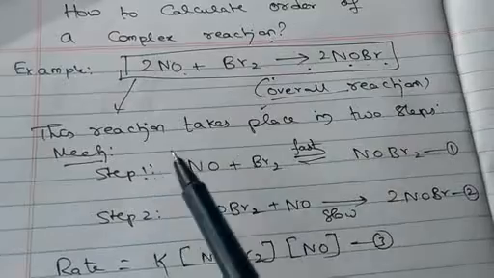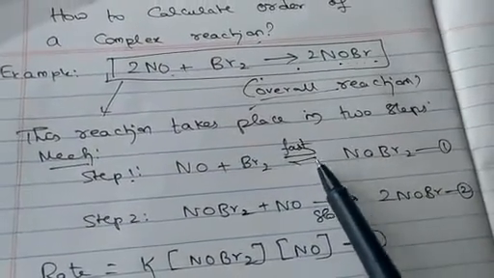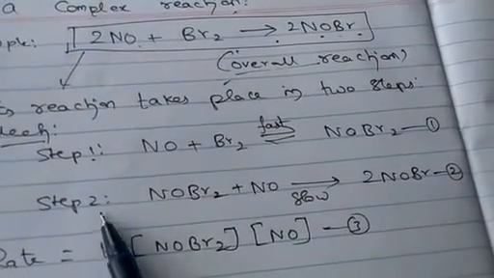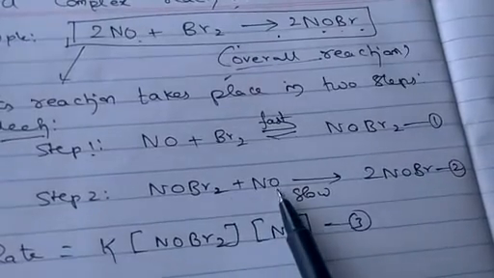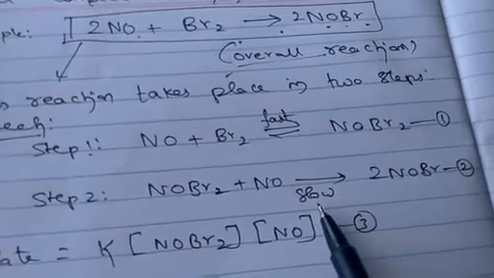The first step is NO plus Br2 gives NOBr2. This is the fast step. And the second step is NOBr2, which again combines with another NO and forms 2NOBr. This is the slow step.